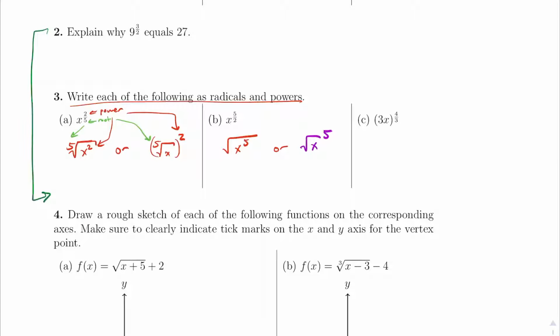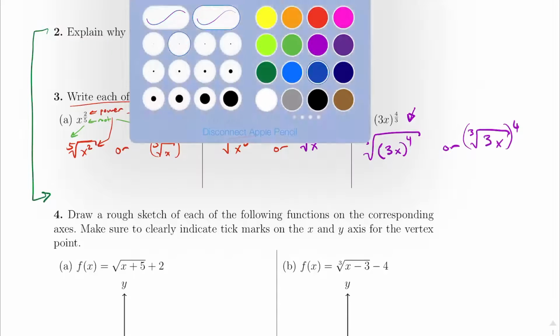Finally, for C, you've got 3x to the 4/3, and this one is a little bit trickier. So you have either 3x to the 4th, all being third rooted, or you've got 3x being third rooted, all to the 4th. Now, when you write it this way, I actually prefer it this time, because you can actually simplify things a little bit.